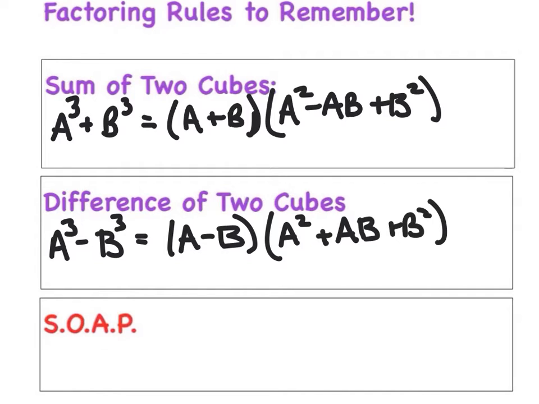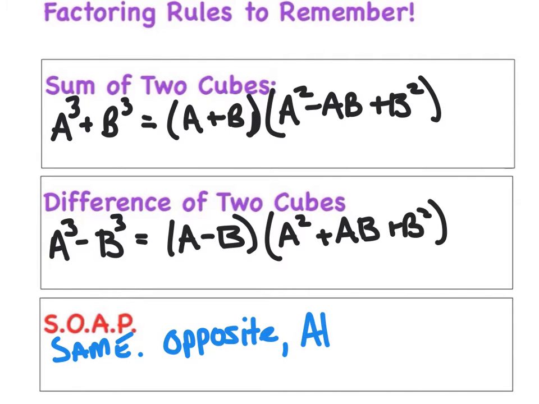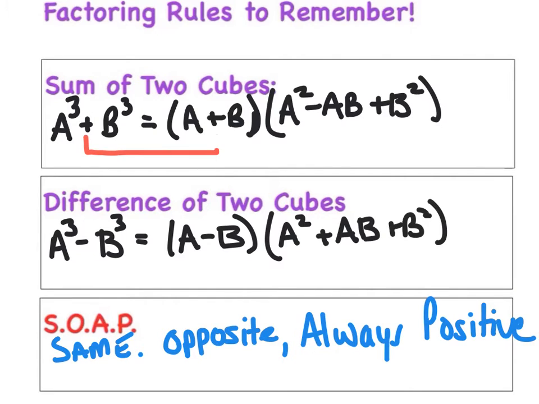So let's go ahead and write that acronym down, and I'll tell you what it stands for. S stands for same, and then we're going to say opposite, and then always positive. Okay, so same, opposite, always positive. So again, what am I talking about? And let's go ahead and take your pen or your highlighter and make a note here. Same. This sign and this sign will always be the same.